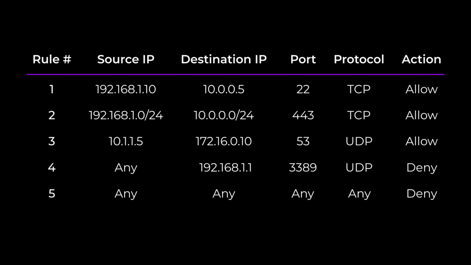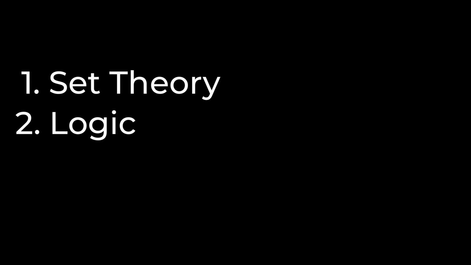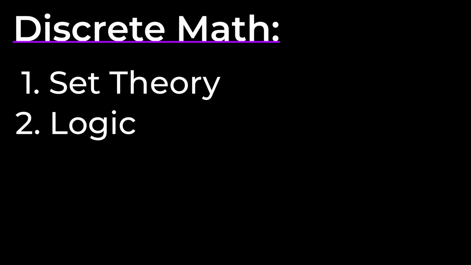Each rule is essentially a simple test: who's sending the traffic, where's it going, what protocol and port is it using, should we allow it or block it? On the surface, these rules might just look like a bunch of rows and columns, but behind that table lies something deeper: the mathematics of decision-making. Specifically, the concepts of set theory and logic, which come from a branch of math called discrete mathematics. Wait, math? And while that might sound intimidating, it's actually pretty intuitive once you see how it works.